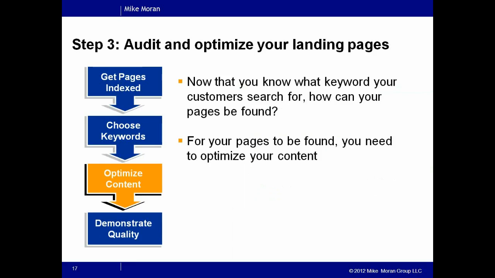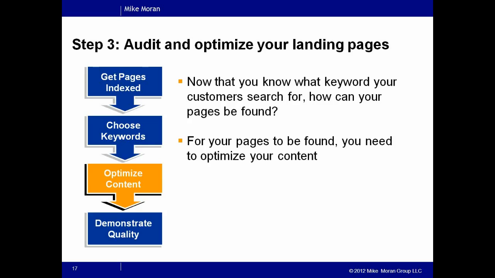Third step is to audit and optimize your landing pages. So what does that mean? Well, first of all, you have to know what a landing page is. The landing page is the page that the search engine brings up when someone types in the keyword. And so when someone clicks on that search result, they are landing on your site. So that first page they land on is your landing page. And so what you're trying to do is to make sure that pages from your site become the search landing pages when people search for the keywords that you're looking for.